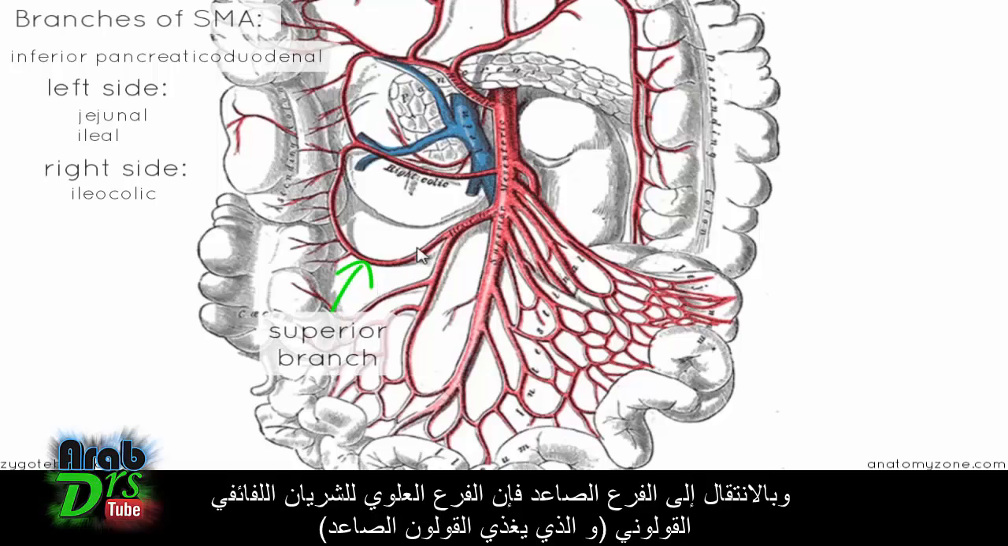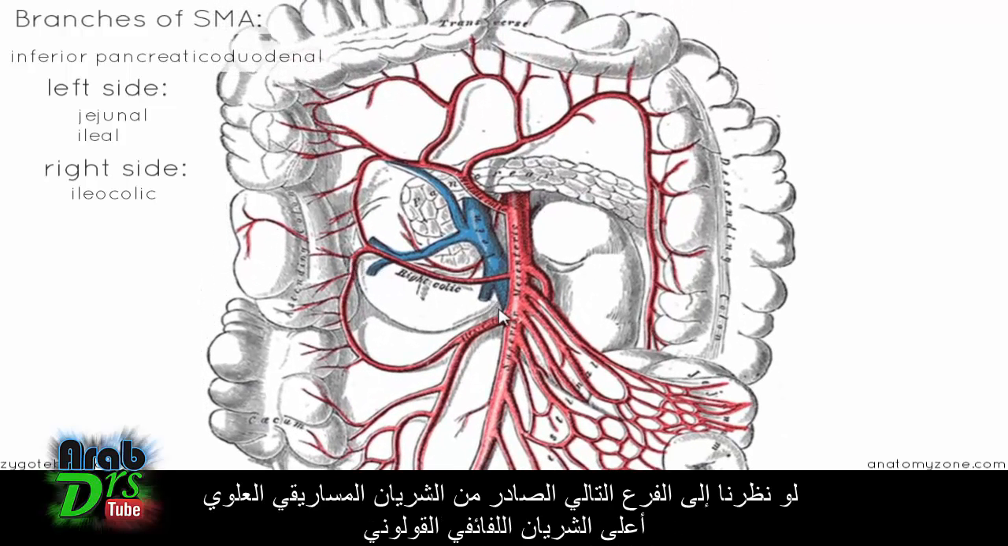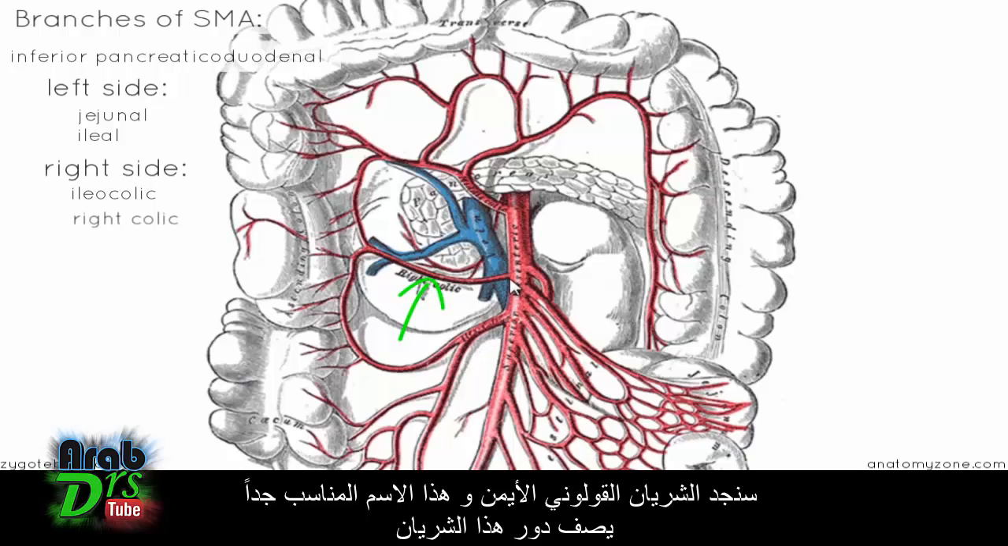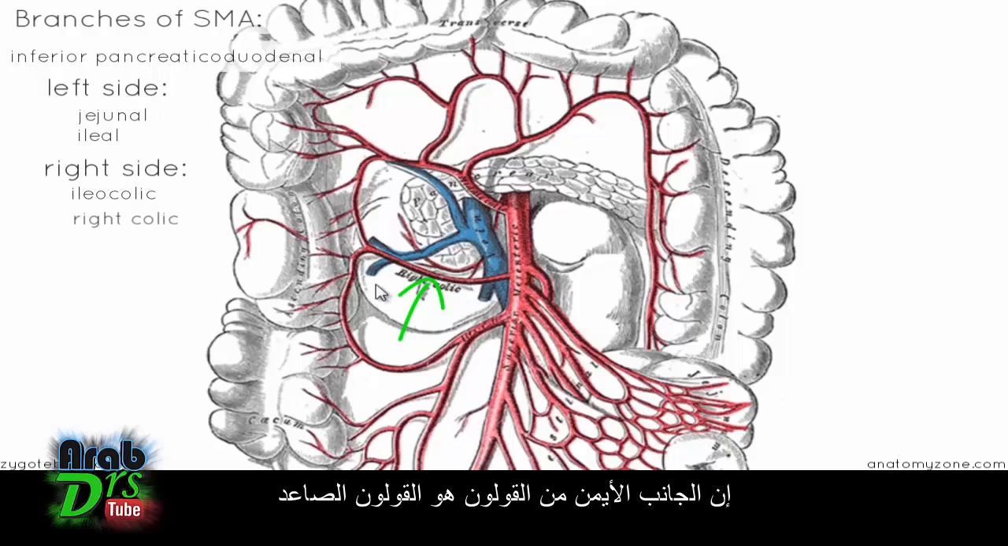So moving on to the ascending branch of the superior branch of the iliocolic artery, this supplies the ascending colon, and it anastomoses with a branch that comes off the next branch of the SMA. So if we look at the next branch coming off the superior mesenteric artery above the iliocolic artery, we've got the right colic artery, and this name pretty much describes what this artery does. So colic refers to colon, and right means it's on the right side. So the right side of the colon is the ascending colon. So the right colic artery vascularizes the ascending colon.